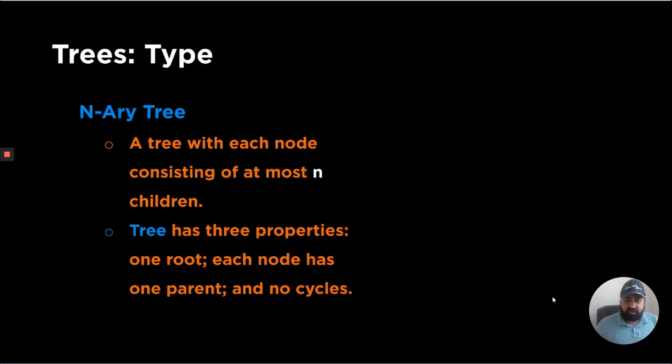So let's start with the most generic type of tree, which is something called an n-ary tree. An n-ary tree is a tree with each node consisting of at most n children. What I mean by that is there has to be just one root, because that is one of the key statements of a tree. So a tree is still following those three properties. Every tree has to follow those three properties.